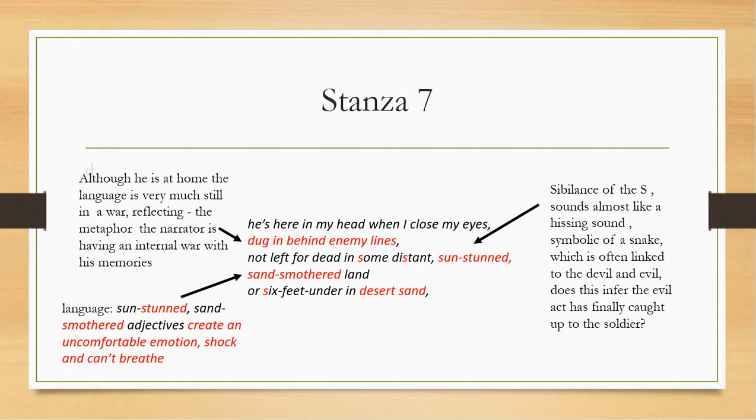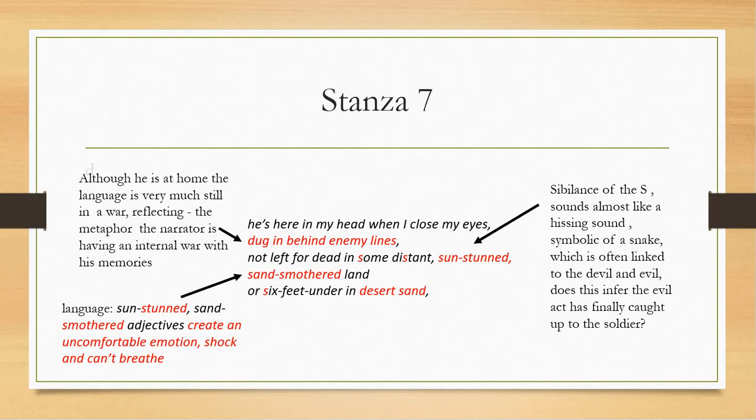The use of adjectives creates an uncomfortable emotion. Stunned and smothered: to me, shock, can't breathe. You were stunned, like an animal that's stunned and injured. Smothered, as if you're smothering and you can't breathe. It makes the chest tight, makes you feel uncomfortable reading that. But there's a contrast. Sun and sand, quite nice, feels like a holiday. Stunned and smothered don't seem like they should go together. So there is the contrast of what we expect and the reality, this hardship.